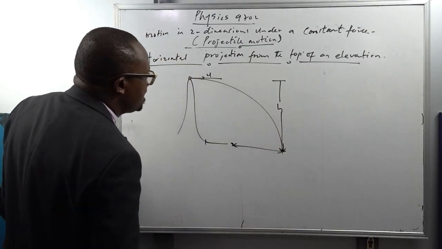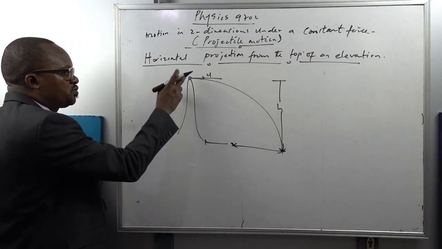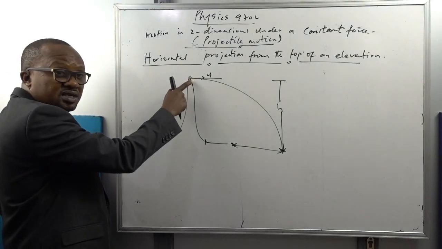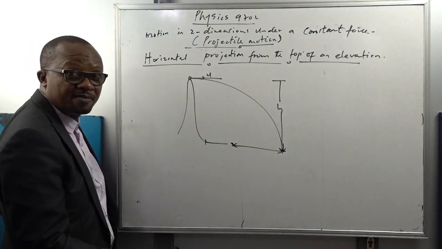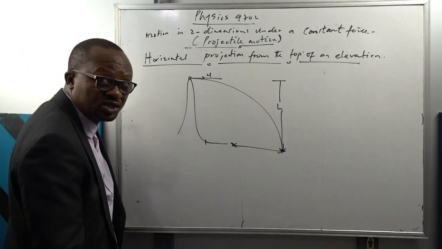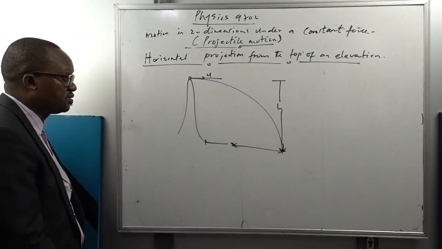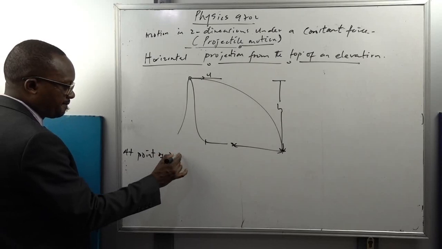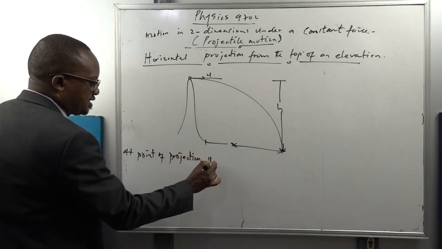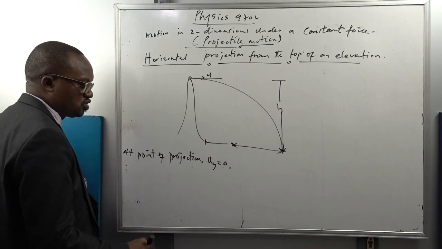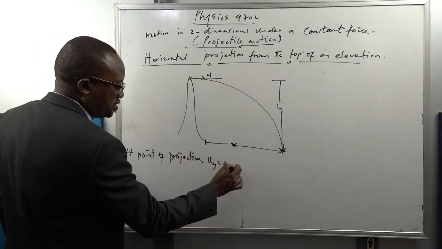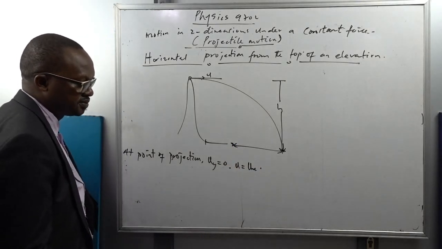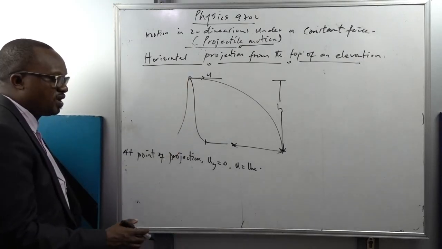The first thing we see in this motion is that if the particle is projected horizontally, at the point of projection the motion is in one dimension. That means the motion is only along the horizontal. The vertical component of the velocity of projection at the point of projection is therefore zero. So we can say that at the point of projection, the vertical component of velocity is zero, and the velocity is along the what? Horizontal. That's the first thing to note. So in this case, uy is zero.